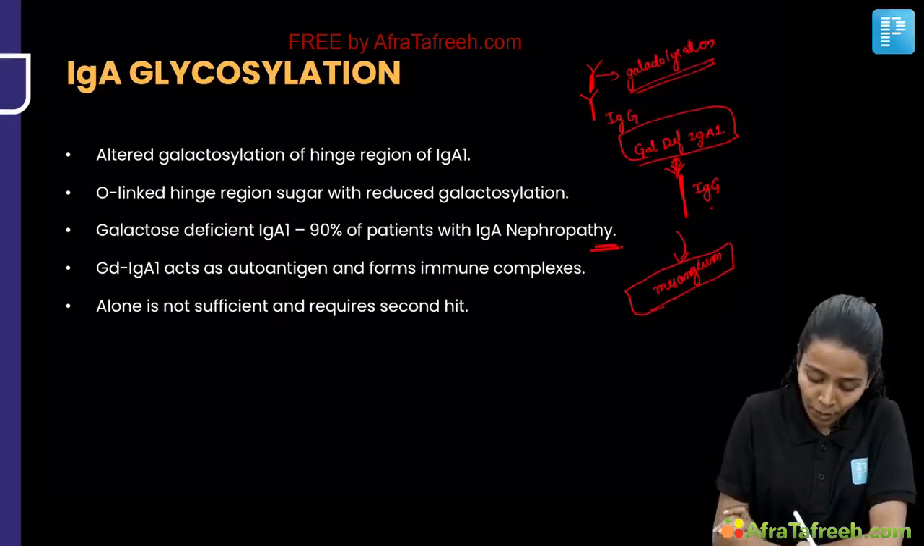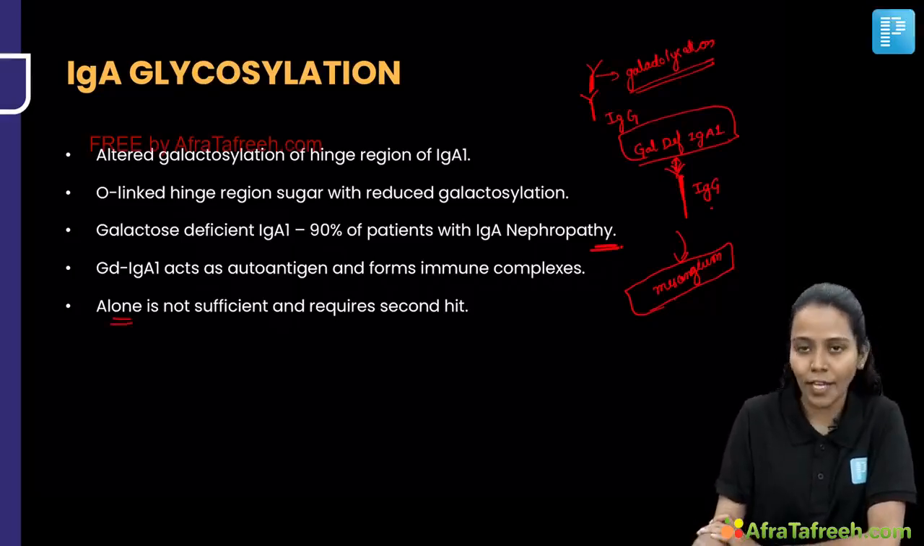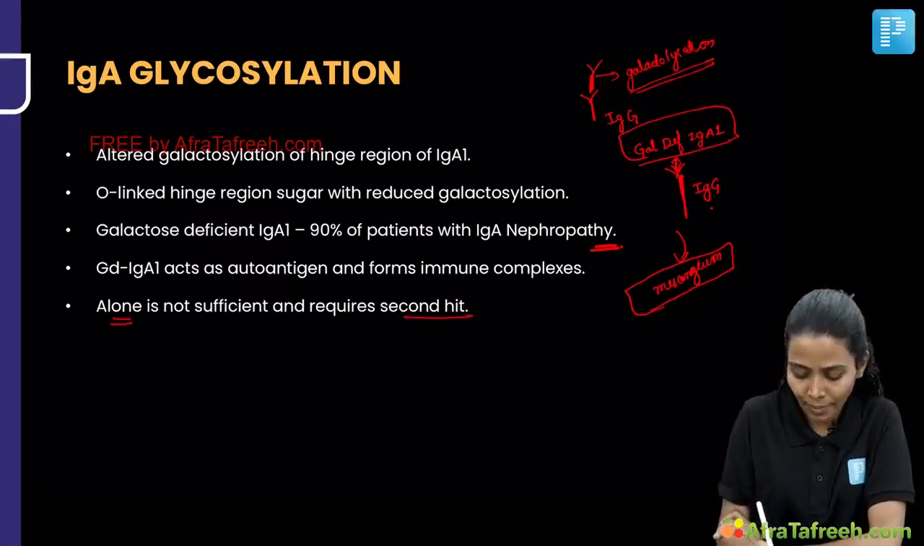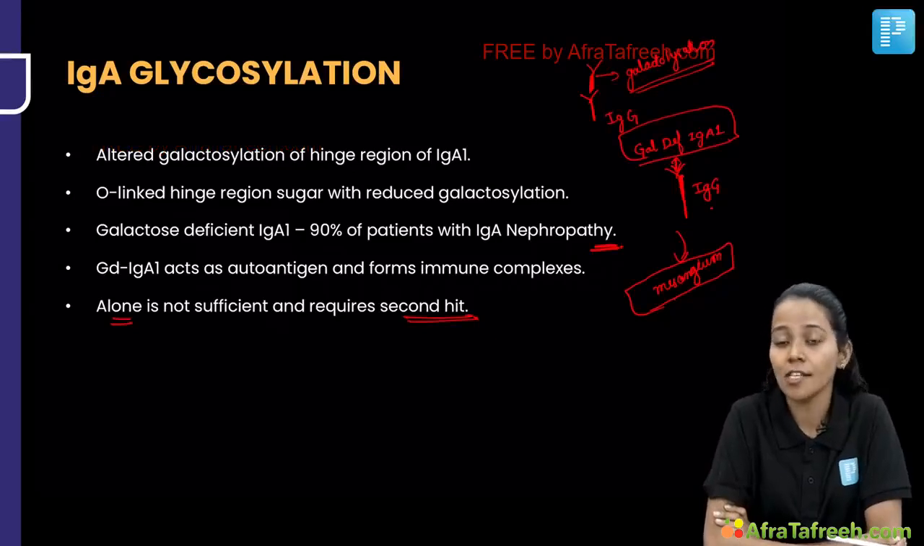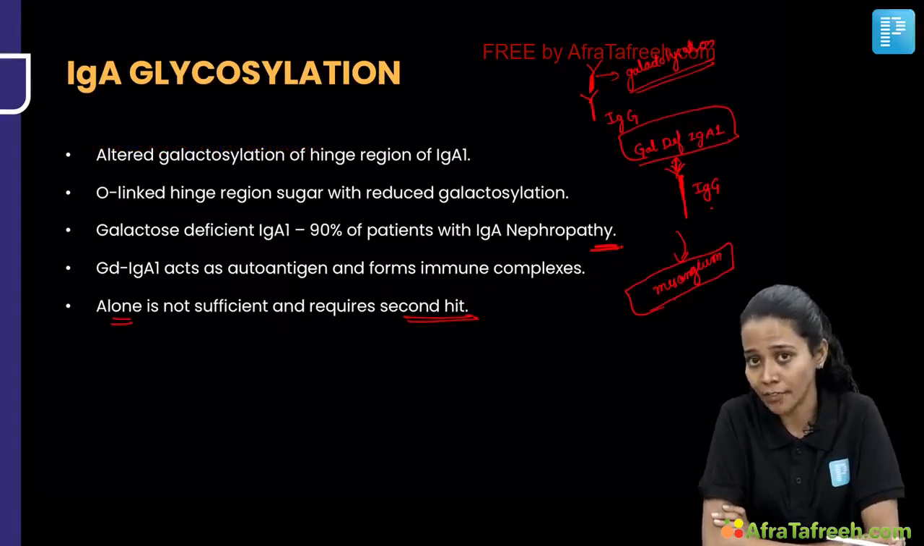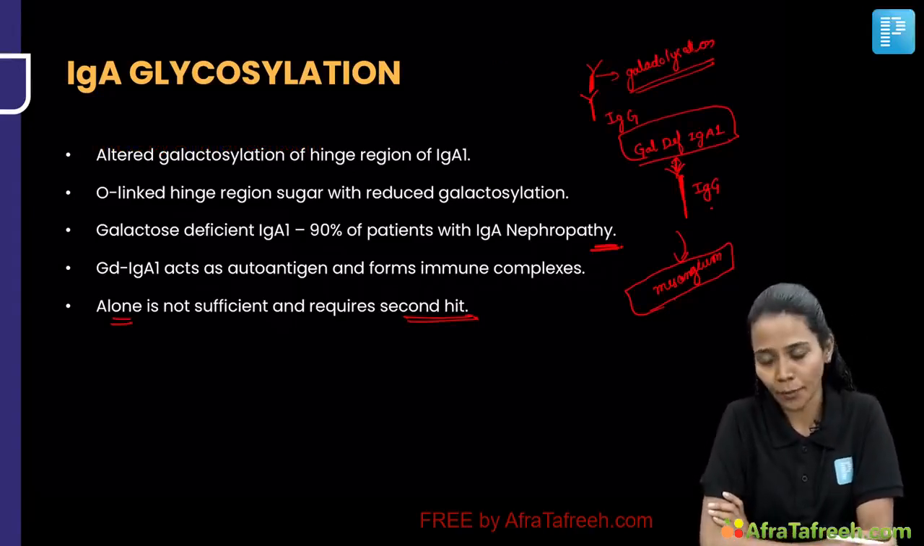Now, one important thing is that just the presence of galactose deficient IgA1 is not sufficient. There should be some second hit. It could be genetic factors, it could be environmental factors, and only if there is a second hit can this galactose deficient IgA1 produce IgA nephropathy.